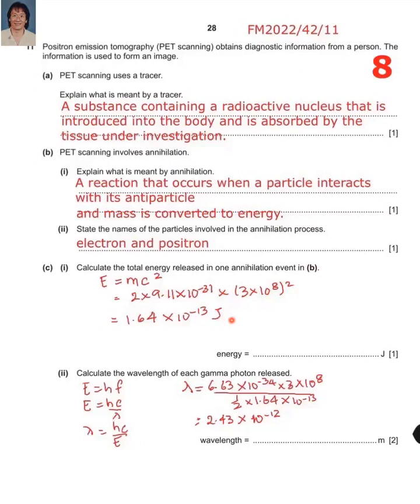Then you calculate the wavelength for each gamma photon released. We use energy equals hf or energy equals hc over lambda. Lambda equals hc over energy. So your lambda equals 6.63 times 10 to the power of minus 34, which is the Planck constant, times 3 times 10 to the power 8, which is the value for c, divided by half of the value calculated in c part 1. This will give you 2.43 times 10 to the power of minus 12 meter.